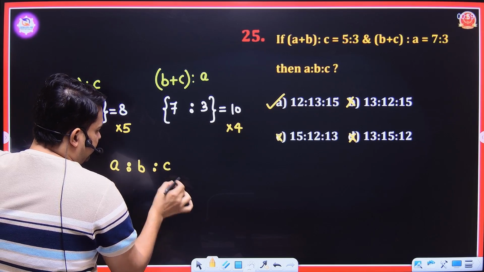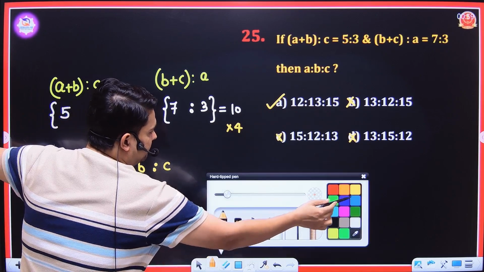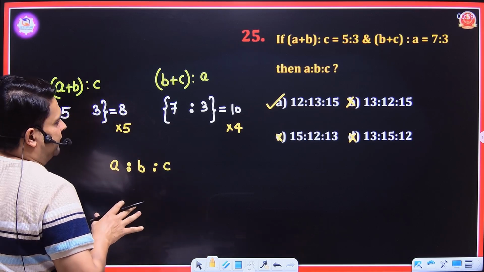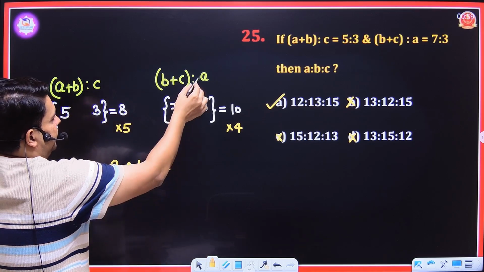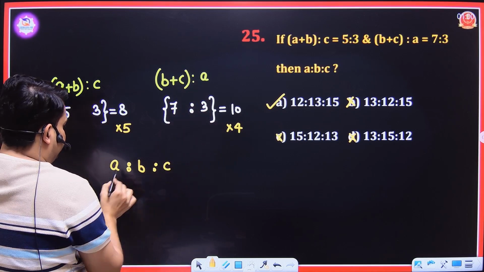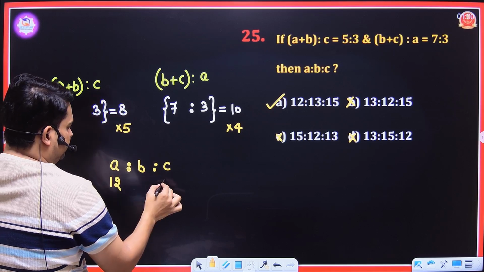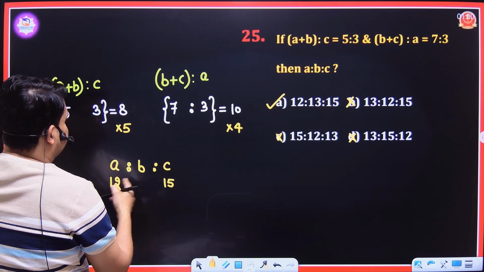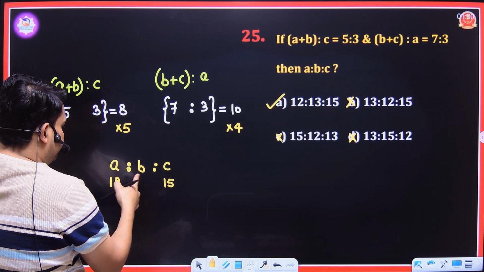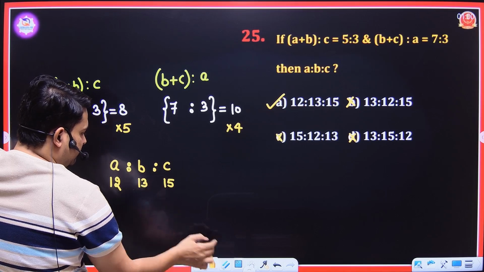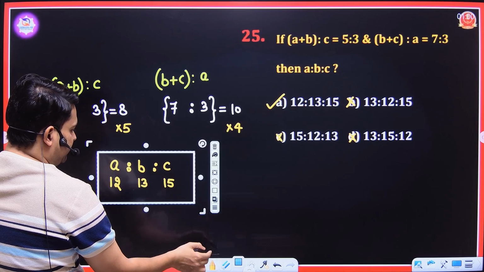See, in time and work, this ratio will be very beneficial. Mint panacea for time and work, this ratio is. Here we have A individual, 4 times 3 is 12. Here we have C individual, 3 times 5 is 15. Here the sum is 40. This one becomes 27, then this one becomes 13. So this is the ratio for A ratio B ratio C.